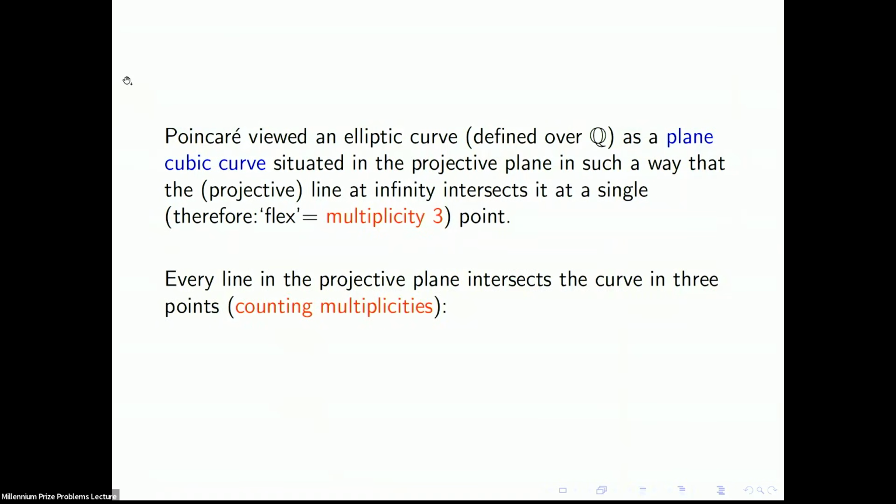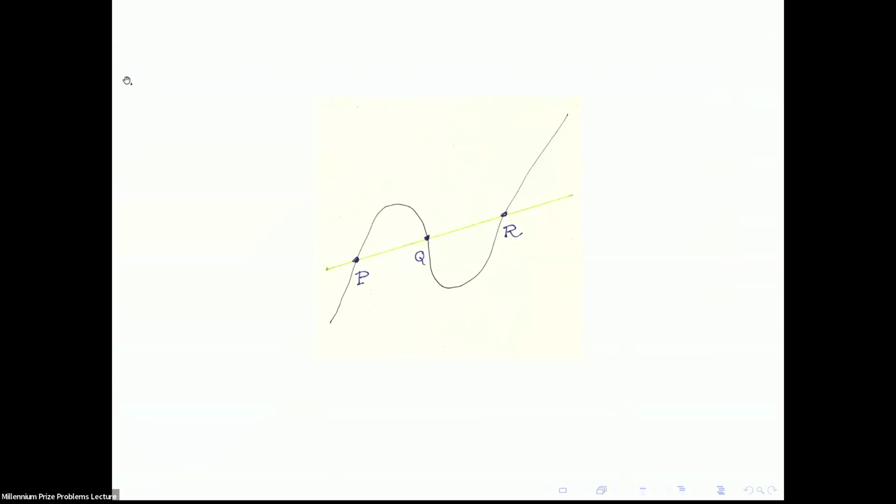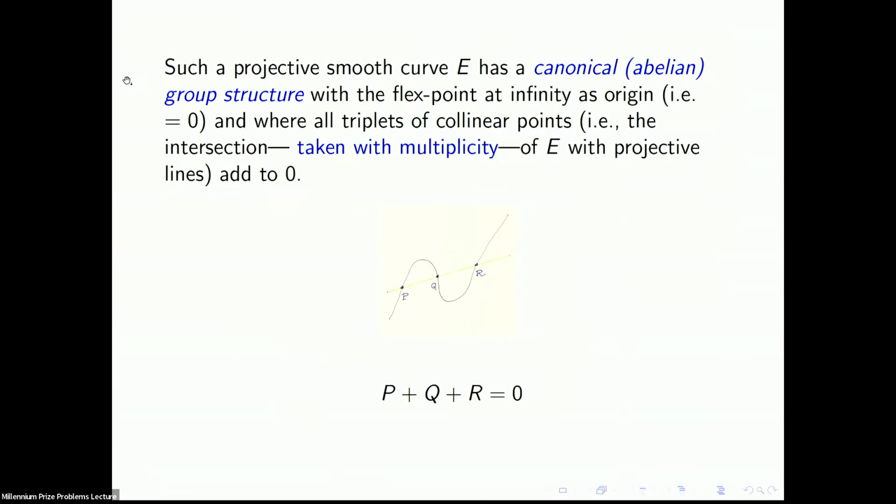Now, every line in the projective plane intersects the curve in 3 points, counting multiplicity, and here's the standard picture of it. And such a smooth projective curve has, amazingly, a canonical abelian group structure. The flex point at infinity is the origin, and all the triplets of collinear points, that is, the intersection taken with multiplicity of the curve with the projective lines, add to 0. So we've got P plus Q plus R equals 0 if P, Q, and R are collinear. And of course, you get similar statements with counting multiplicities if there are multiplicities.